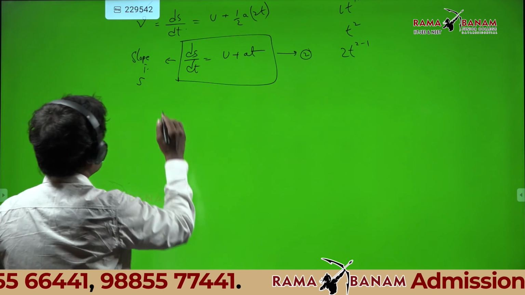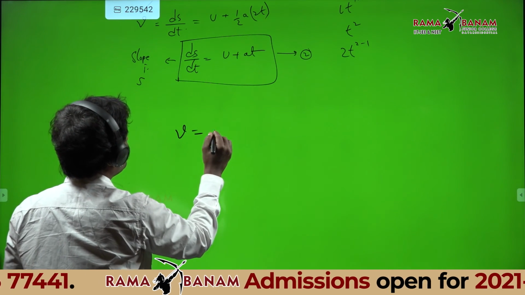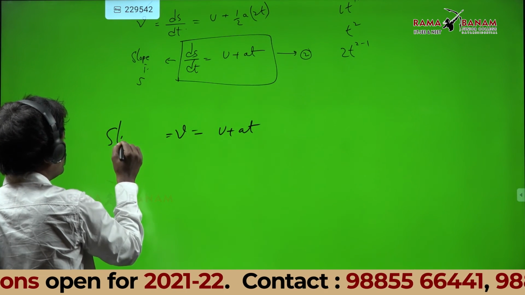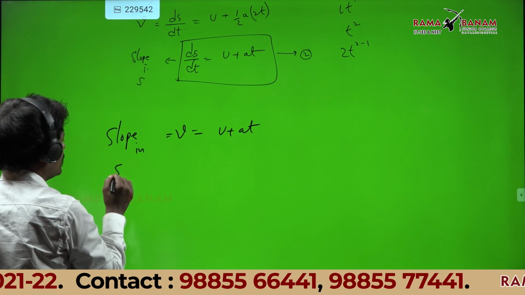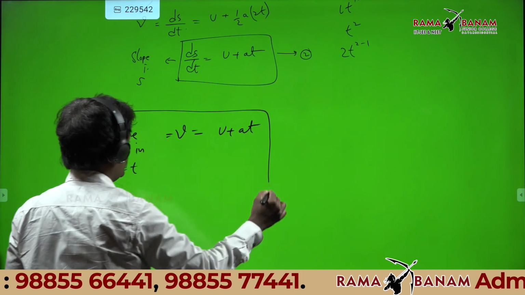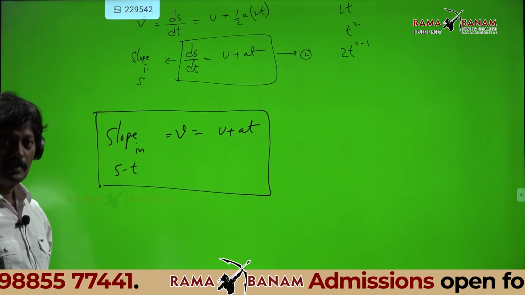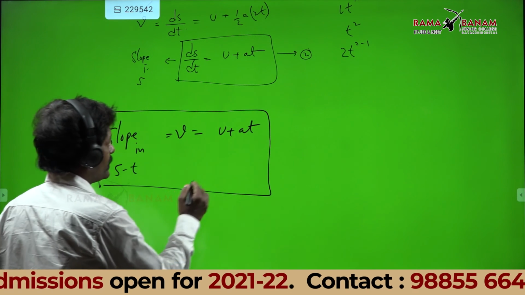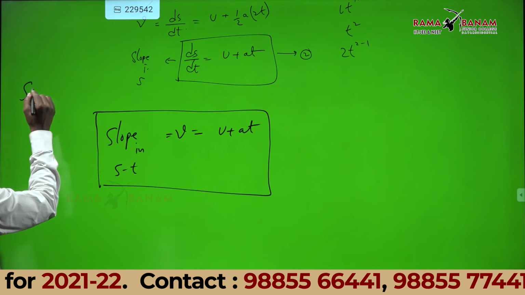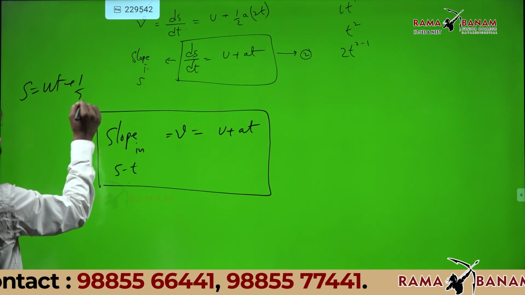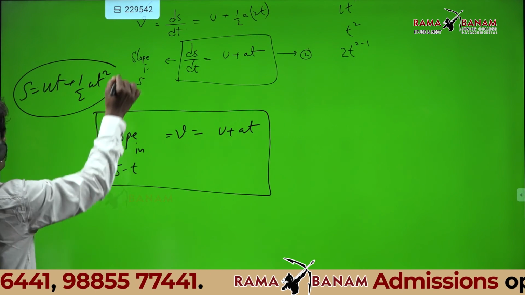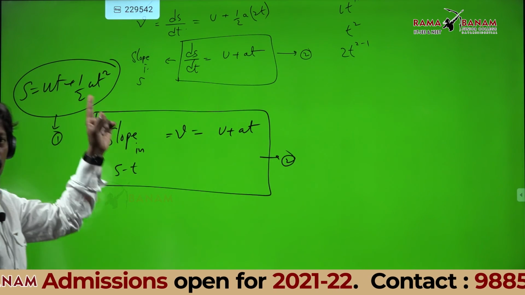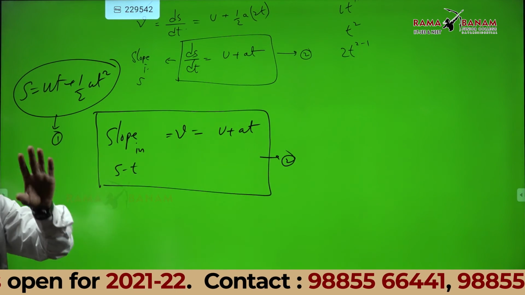Now this instantaneous velocity v equal to u plus at, this is the slope equation. This is the slope in the s-t graph. Taking both the equations, the original equation is s equal to ut plus half at square. This is the original equation, equation 1, and this is equation 2. From the original equation and slope equation, we can draw the graph.